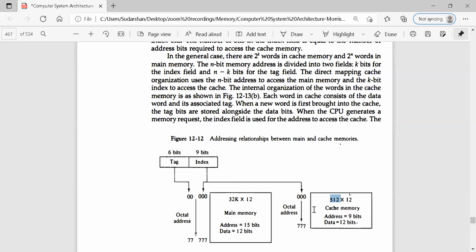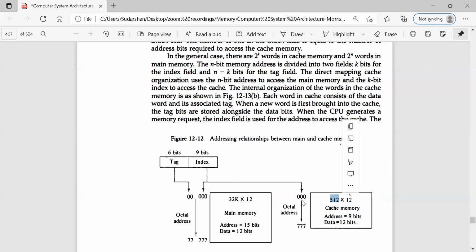In this example, let us go by this example. Your 15-bit memory address is divided into two parts: a 6-bit tag number and a 9-bit index value. And then this 512 is the size of your cache memory. That means there are 512 cache locations, and each location outputs a 12-bit data value. So let us come to this part. The index is going to be 9 bits, which is equivalent to the 9 bits required to identify each location of your cache memory.